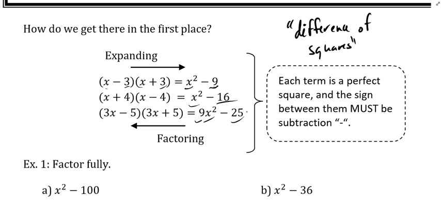And there's no real other way of doing these other than noticing that that's what's happening, and knowing that it comes from this special case where you have x and 3 and x and 3, and one's minus and one's plus. Or x and 4 and x and 4, and one's minus and one's plus. We just know that connection. We know that pattern. Okay.